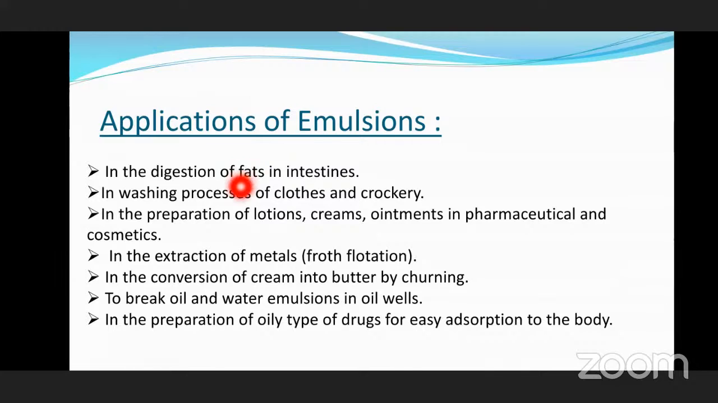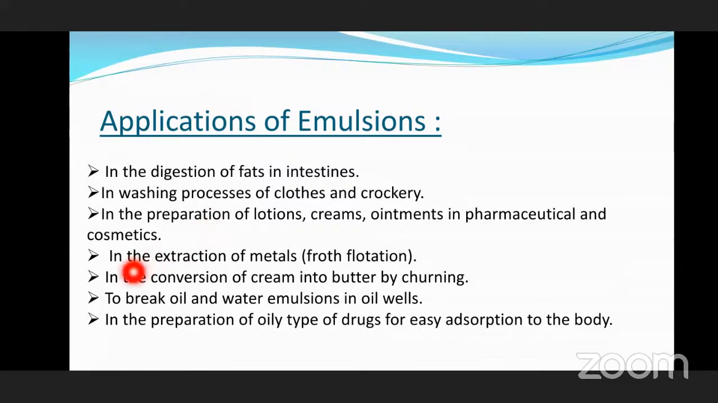Then the third point is the preparation of lotions, creams, ointments in pharmaceutical and cosmetics. In general, this is something we see in our daily life. To prepare the lotions, the creams, the ointments, all of these involve the emulsion process.